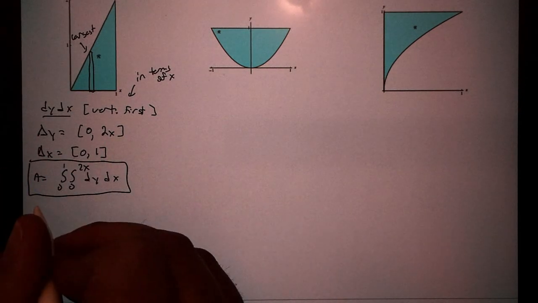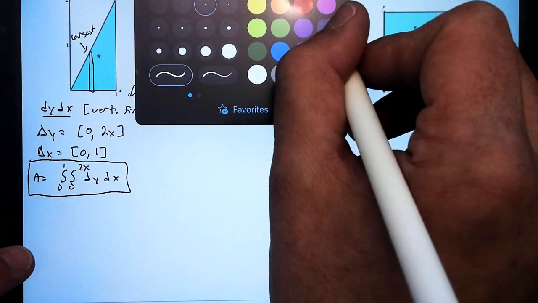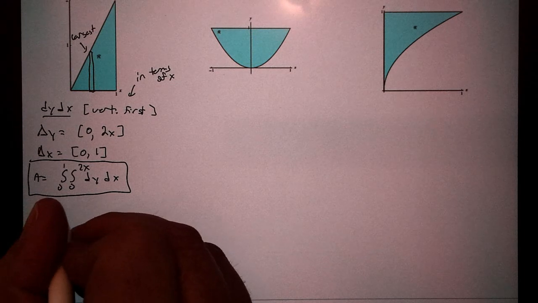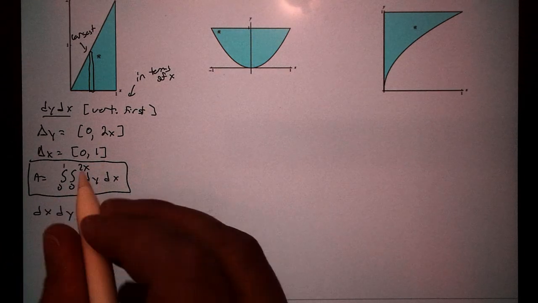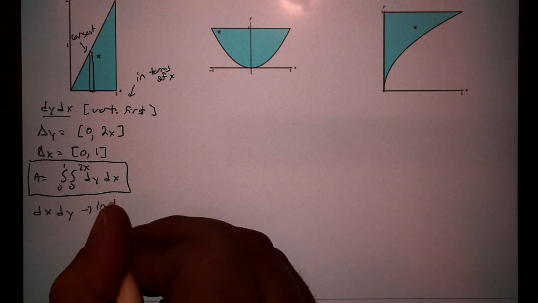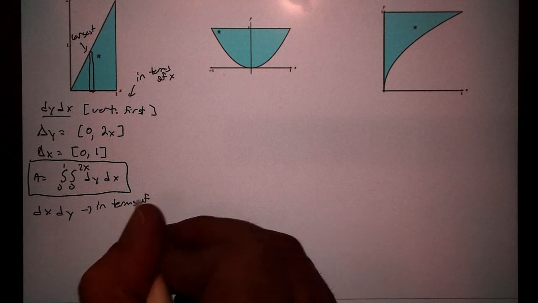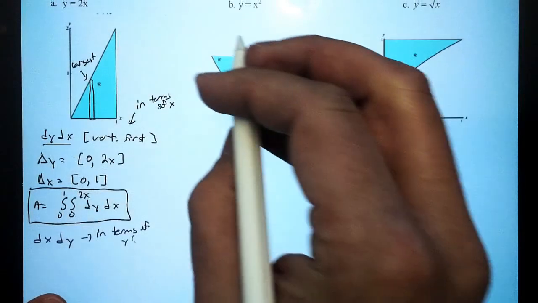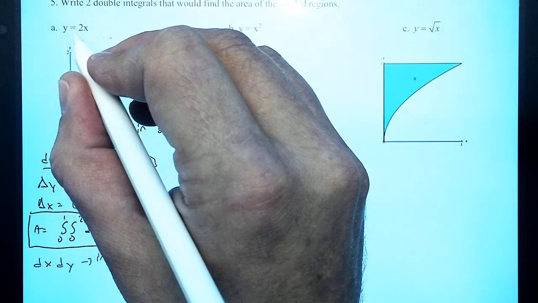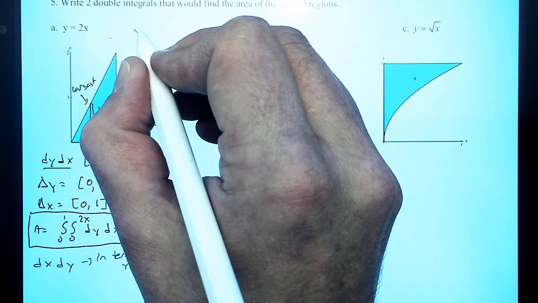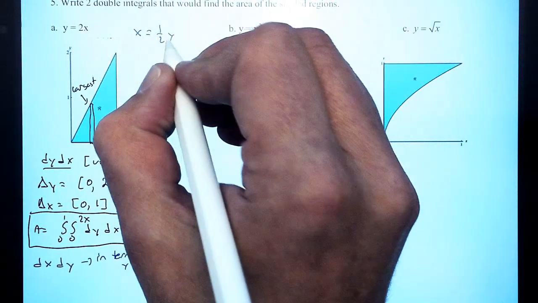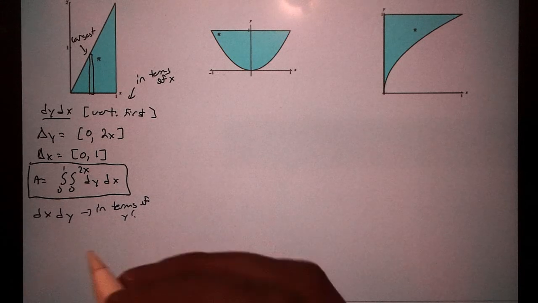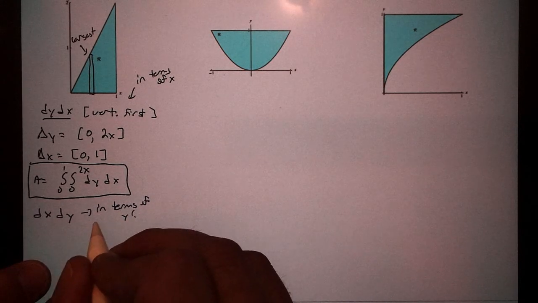Now the other way we could do it is using, I'll use a different color this time, purple. I'll use dx dy. But be careful, we have to be in terms of y now. So we have to do some algebra here. Let's do some algebra. Ready? If y equals 2x, I could say x equals 1/2 y. So this is going to start us off with the horizontal rectangle.